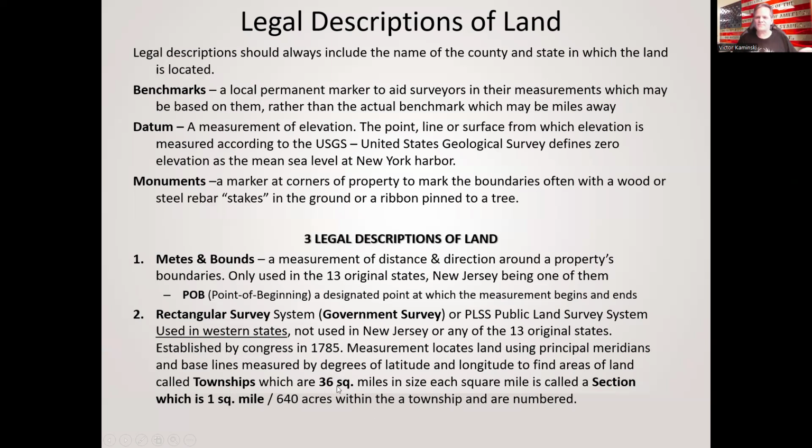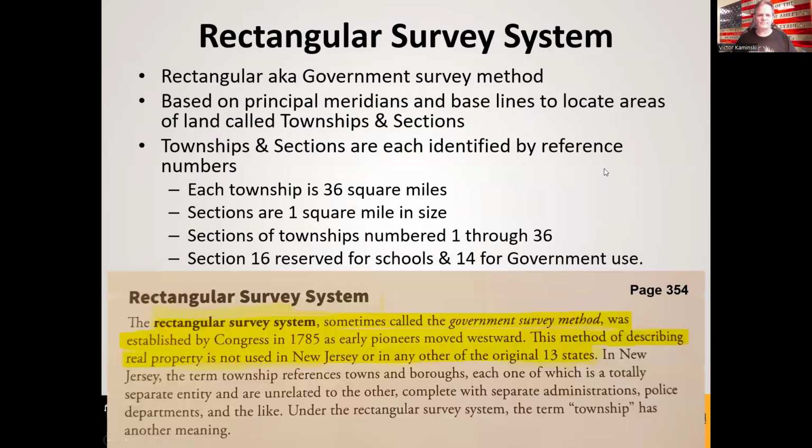consist of 36 miles. Each township is numbered, and the location of it can be found by degrees of latitude and longitude. And then within the township, there are 36 sections, each 1 square mile, or 640 acres. And they're all numbered. All right.